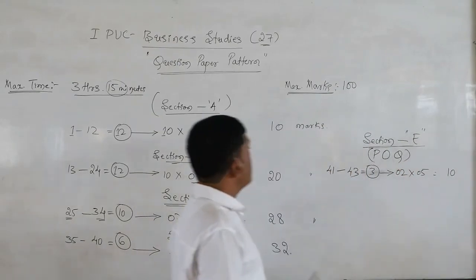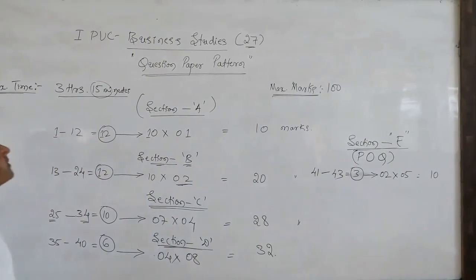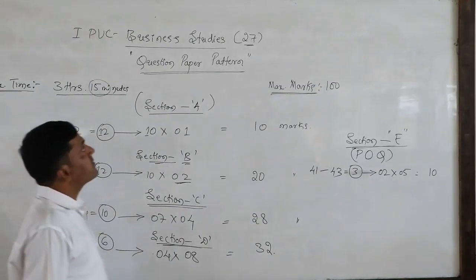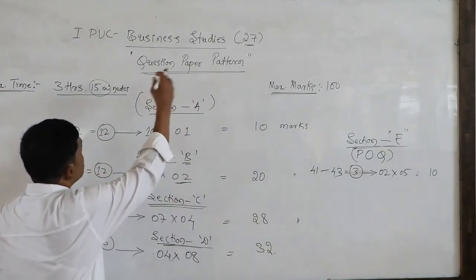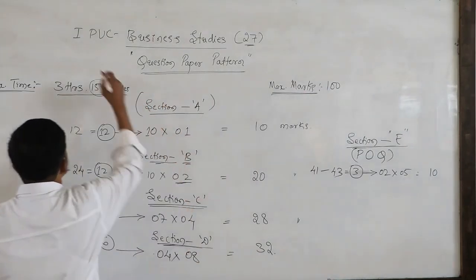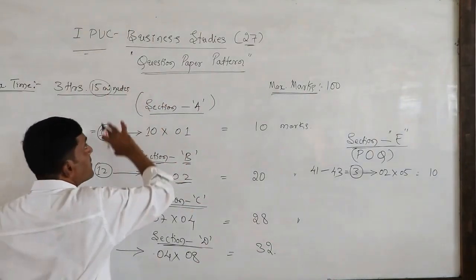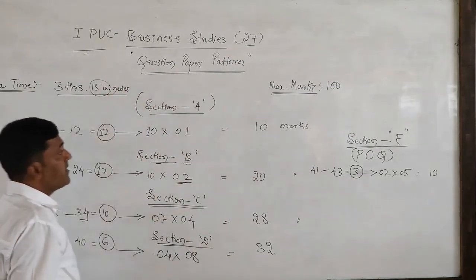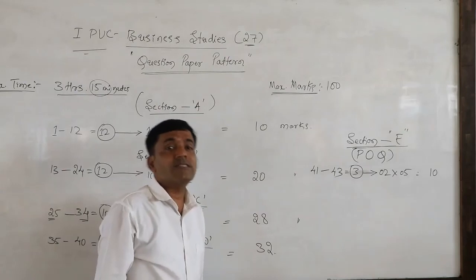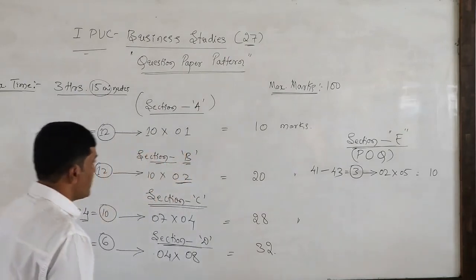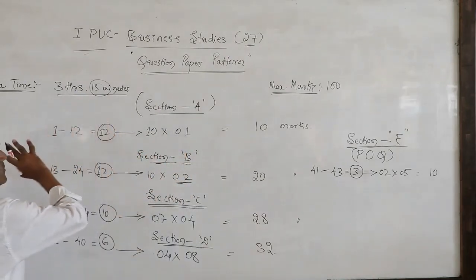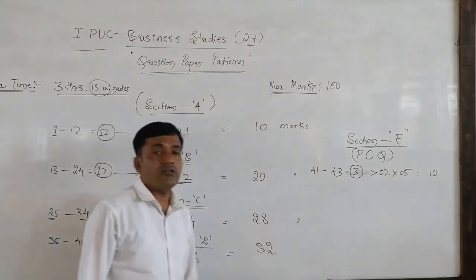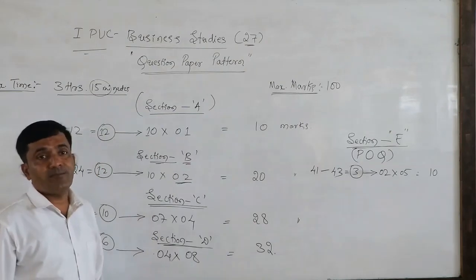So this is your brief question paper pattern, or you can say the blueprint of the question paper pattern for business studies for PUC first year. Keep in mind, dear students, in this question paper pattern, you cannot see any problems like accountancy or mathematics. This paper is totally theoretical. With this, I would like to conclude the question paper pattern for PUC first year business studies.